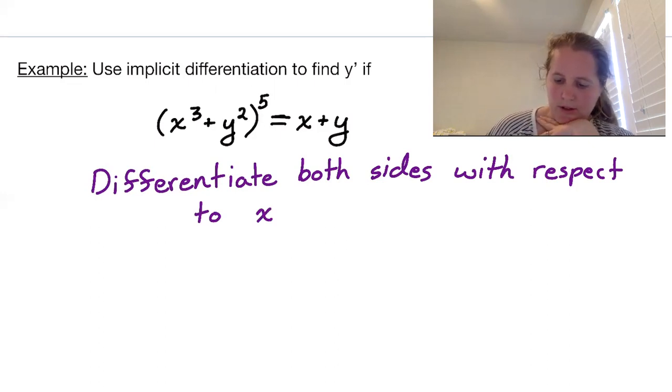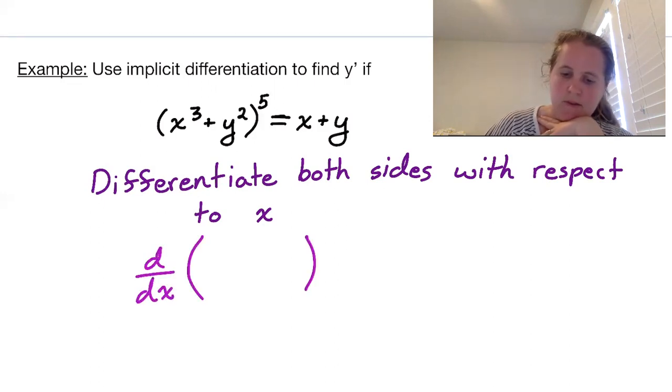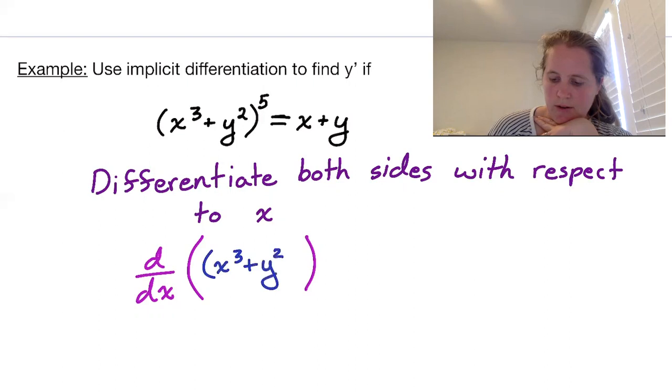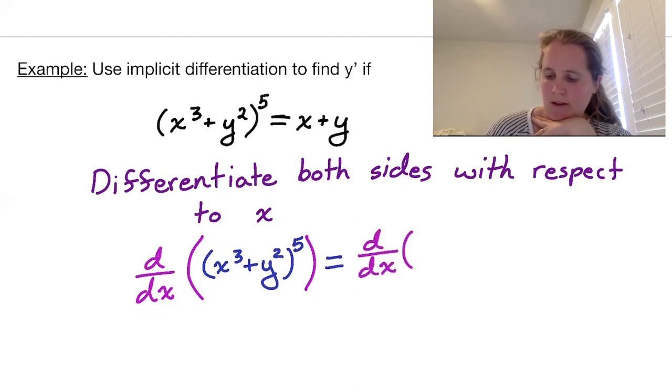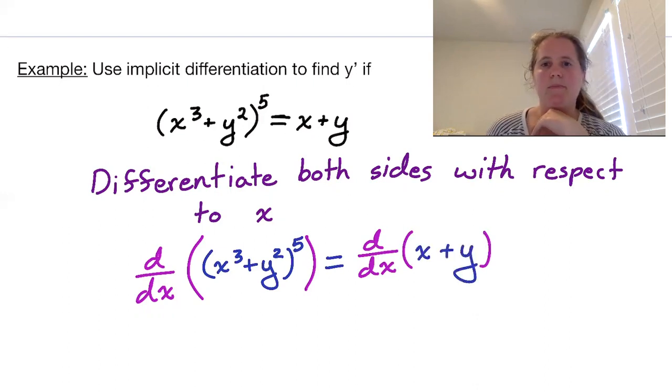So we want to take the derivative d/dx of (x cubed plus y squared), the whole thing raised to the 5th, and that is equal to the derivative with respect to x of x plus y.